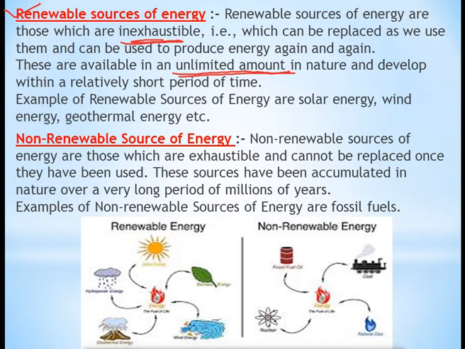Like for example, solar energy. Solar energy we will always get, after 10 years, 20 years also we can get that solar energy, and it develops within a relatively short period of time. For example, if we take natural gas, natural gas is an example of fossil fuels, so it will take a long period of time to make that natural gas. But solar energy we will definitely get after 10 years also and after 20 years also. So that is an example of renewable source of energy. Examples of renewable sources of energy: solar energy, wind energy, geothermal energy. These all are examples of renewable sources of energy.